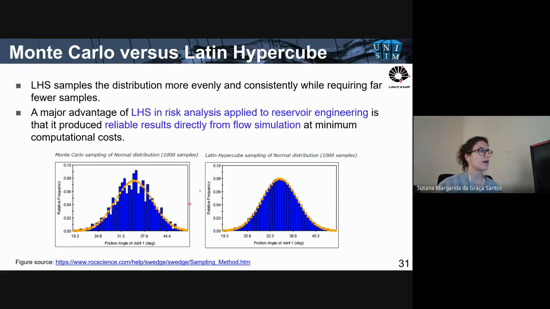That's why Monte Carlo requires so many samples, and it becomes unfeasible to run thousands and thousands of models.